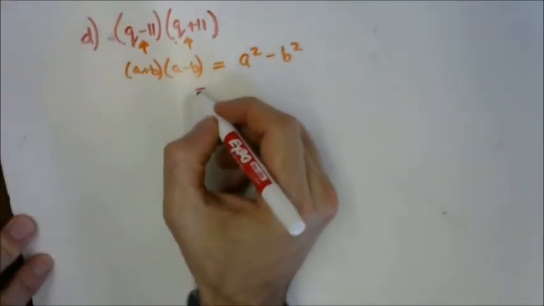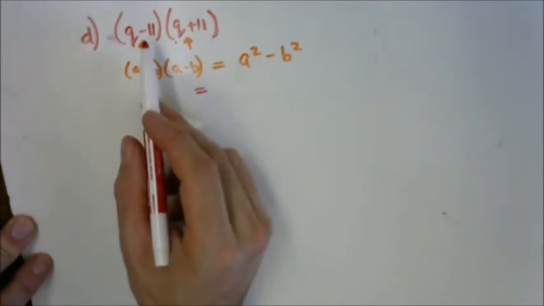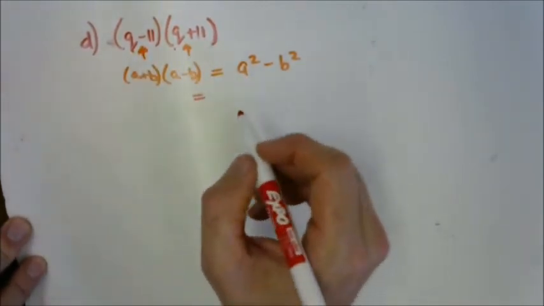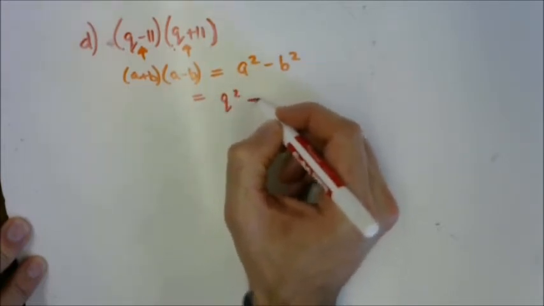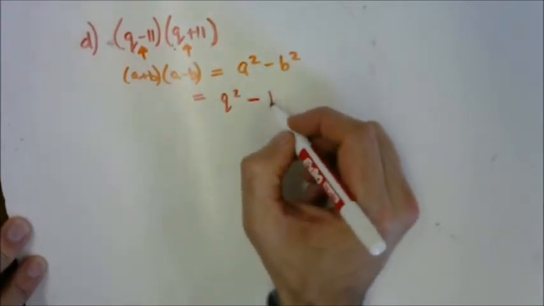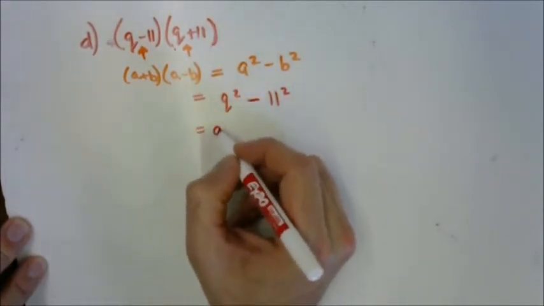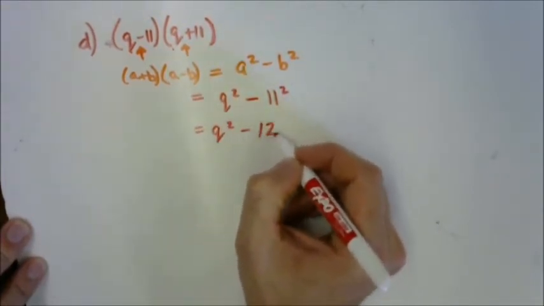Alright, so I'm not going to rewrite the question of (q − 11) times (q + 11). We just know that a is q, so it's q squared. And we're going to be minus 11 squared. Anyone know what 11 squared is? 121. Good job.